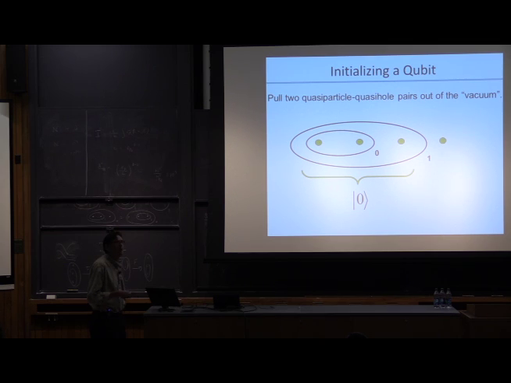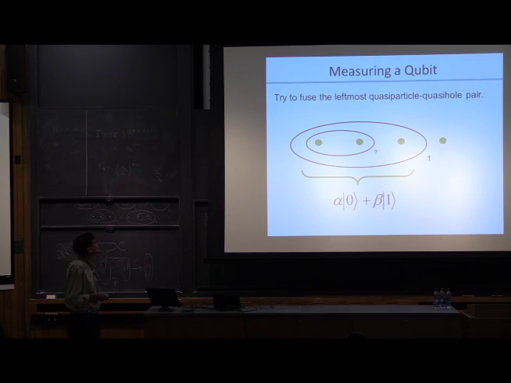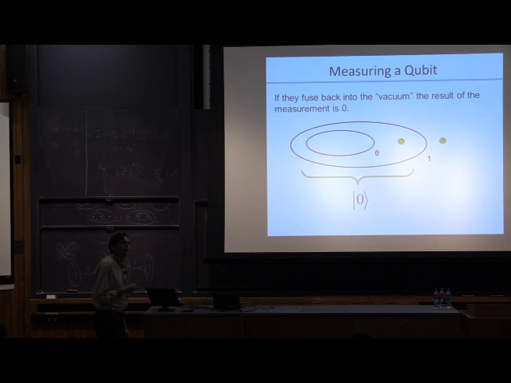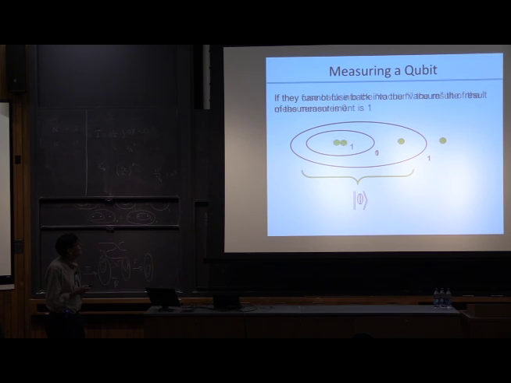And then at the end of the day, we carry out our computation. We want to measure our qubits. So maybe it's in some particular state, alpha 0 plus beta 1. What we can do is try to bring the quasi-particle and quasi-hole back together again and see if they fuse back into the vacuum. If they do, we know they had the same topological charge as the vacuum, 0. If they don't, if they can't fuse back, then the topological charge is 1. So I don't propose this as a serious way to actually do this necessarily, but it's an existence proof that one can at least envision ways to initialize these qubits and measure.